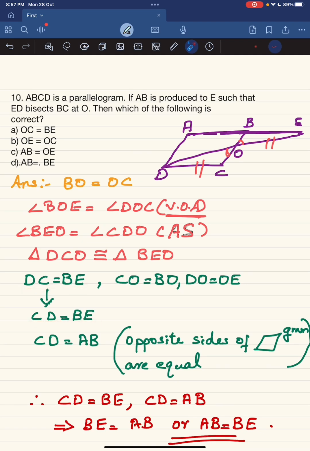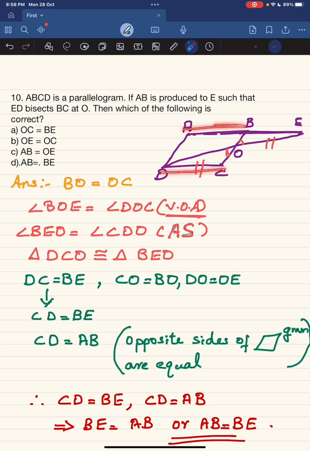What does this imply? If DC is equal to BE, then CD is equal to BE. We have to reach this answer. That's why we write it alternately. CD, DC, both are the same. CD is equal to BE, and again CD is equal to AB. From where did we get it?